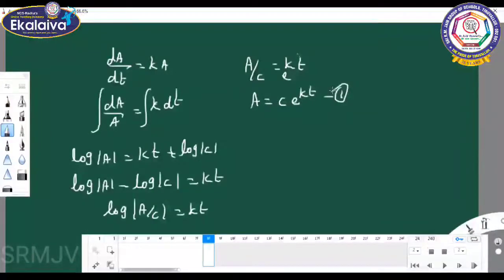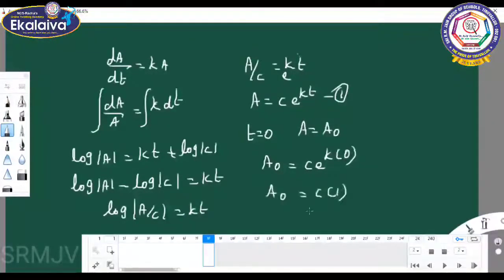When t equals 0, A equals the initial amount, which we take as A naught. A naught equals C e power k into 0. A naught equals C into e power 0, whose value is 1. So C equals A naught. You can substitute this in the equation: A equals A naught e power kt. Take it as the second equation.